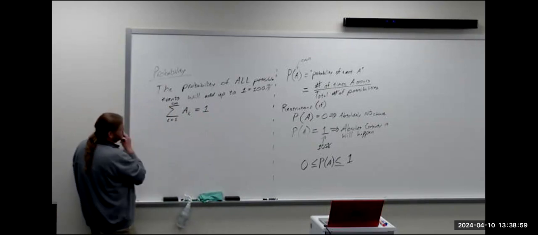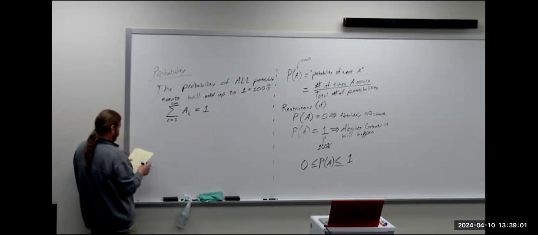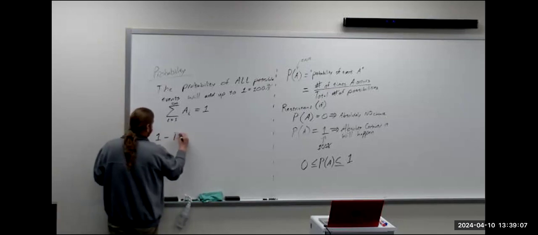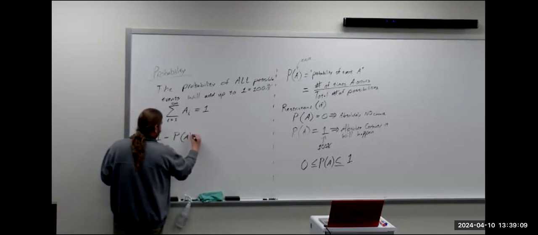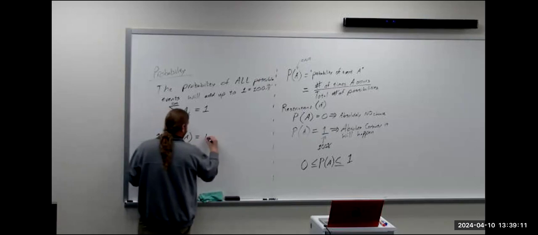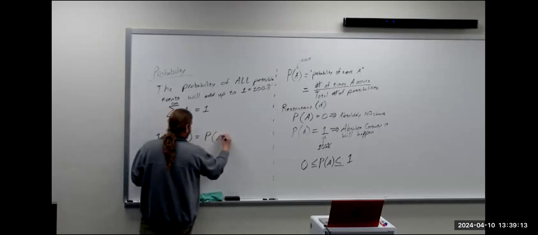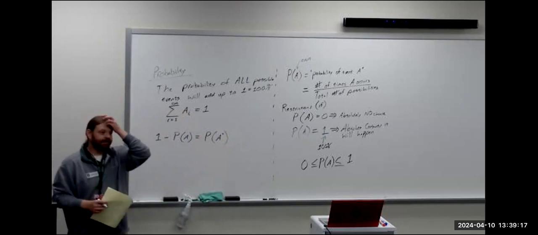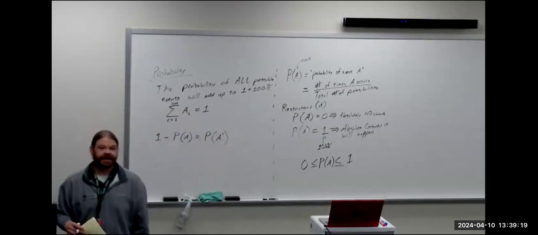We can turn this around. We take this, so 100% minus the probability of A will give us the probability of the complement of A. So the rest of them. Complement means the rest, the others.